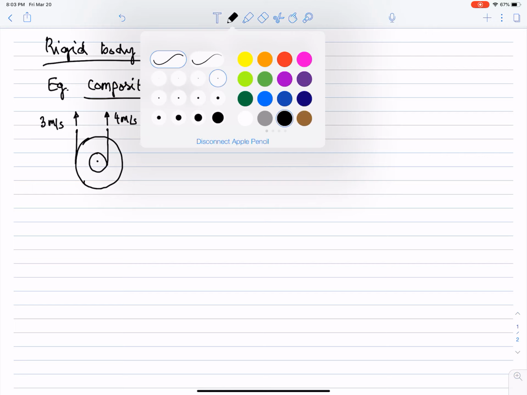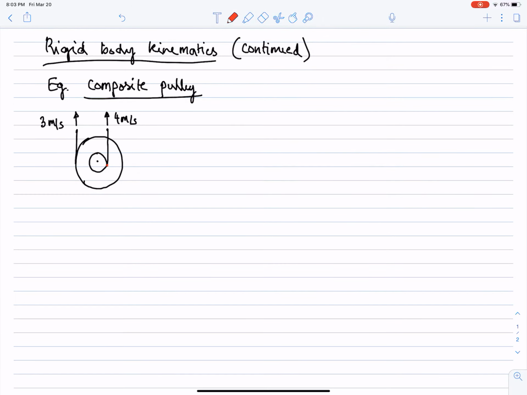Okay, so I'm going to label some points here. Let's call this point B, this point O, and this point A, and this inner radius is R1, and this outer radius is R2. Okay, so this is the setup of the problem.